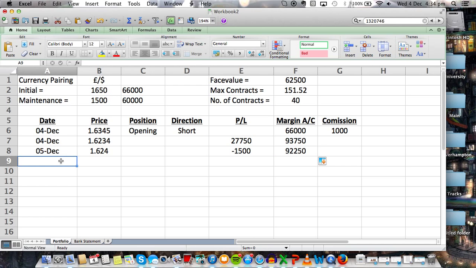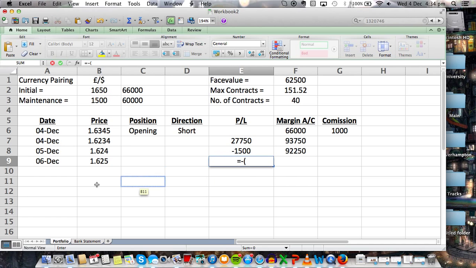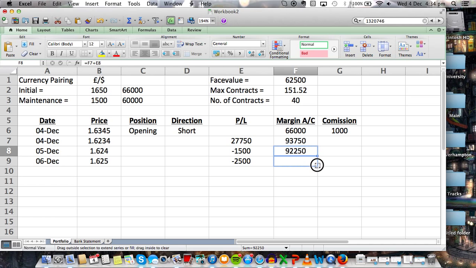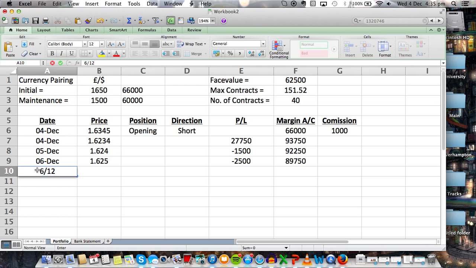So 6th of December, let's say we hold it till the 7th. Okay, it's still going up, 625. Once again, we can work out our profit and loss, new price minus old price, multiplied by face value, multiplied by number of contracts, minus, we made another loss. Okay, so 7th of December, we decide that it is now time to sell.